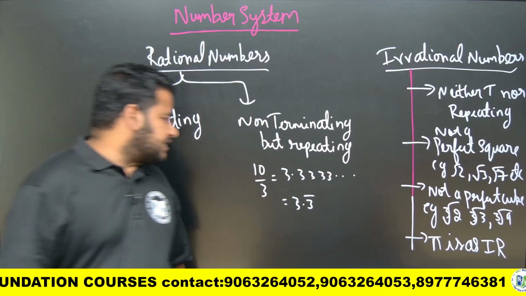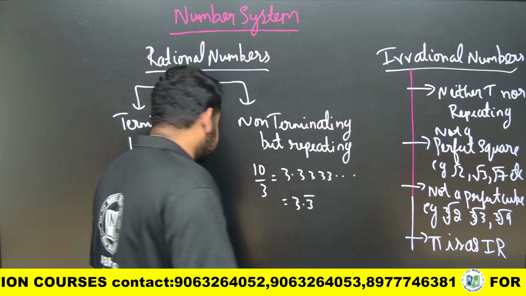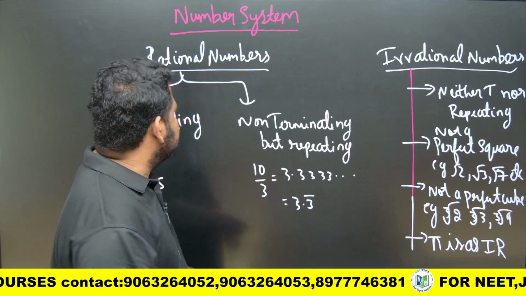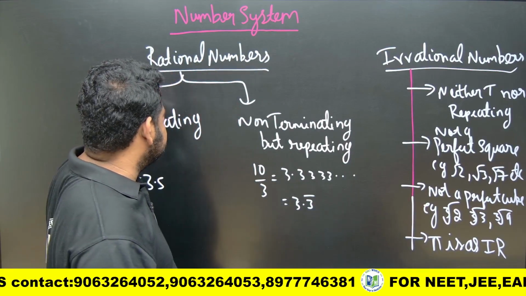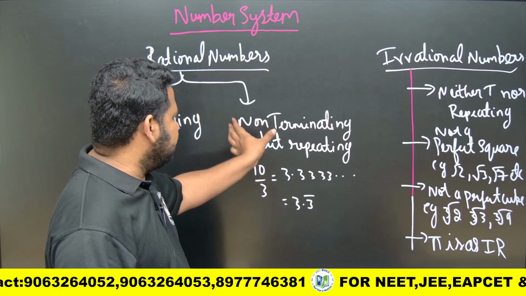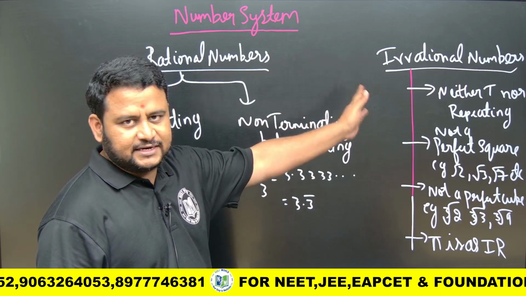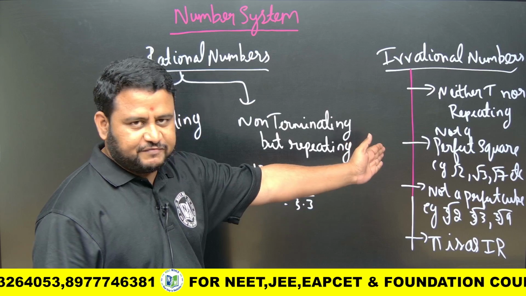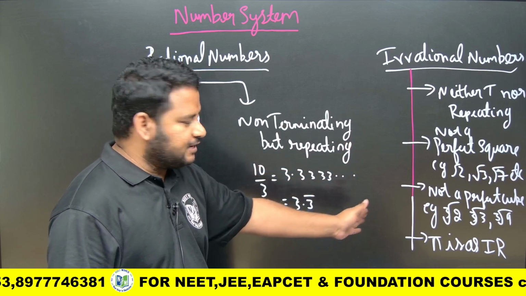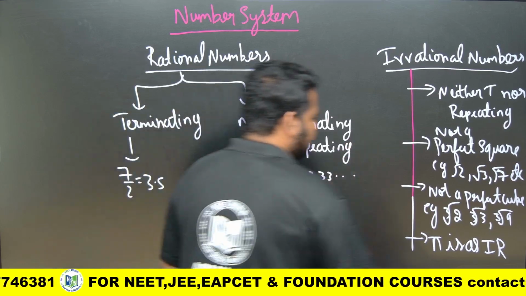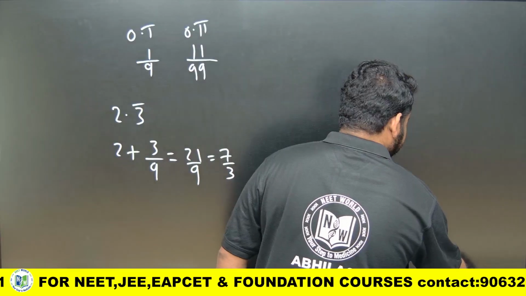So we have started with which chapter? Number system, exercise 1.4. These are the things we learned, that is the basics. Rational numbers are terminating, or non-terminating but repeating. Irrational numbers are neither terminating nor repeating. They cannot be perfect squares or perfect cubes, and pi is also an irrational number.